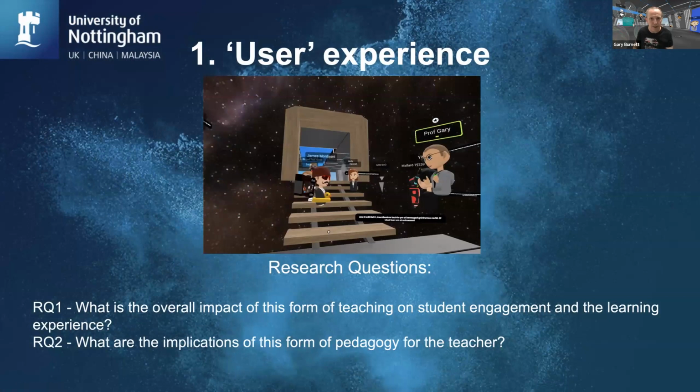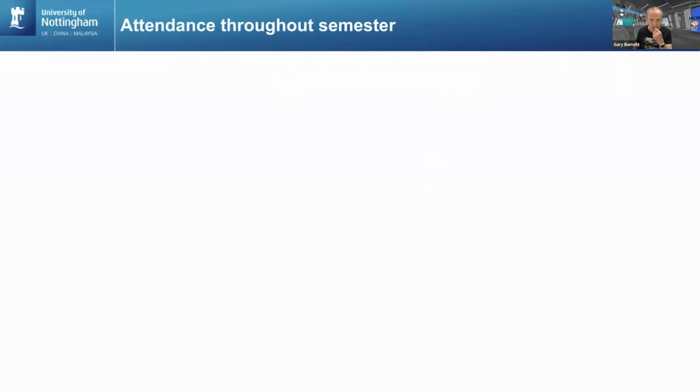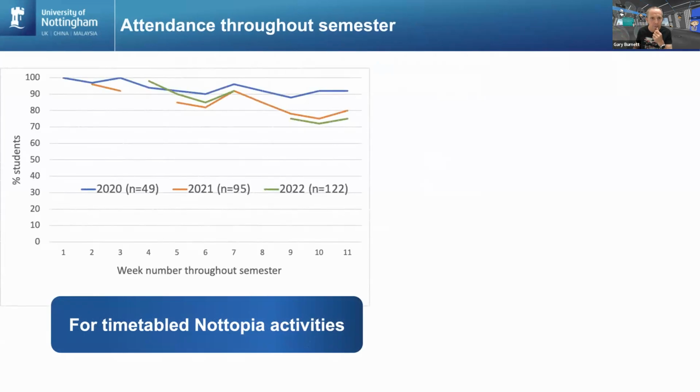So the first thing really is about the overall user experience. I was able to track attendance, and the key thing here is that attendance stayed pretty much high throughout the whole semester. It gradually goes down, and goes back up again when coursework is set. The reason there are gaps in the lines for the orange and the green line is that this is where there were in-person sessions.